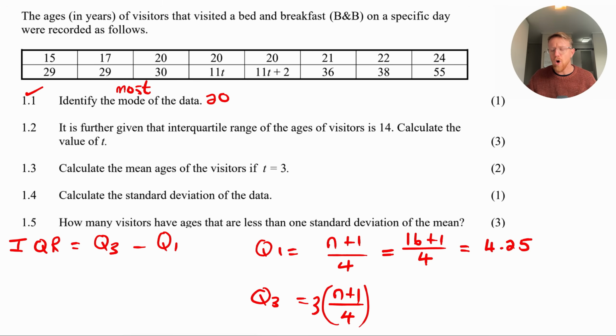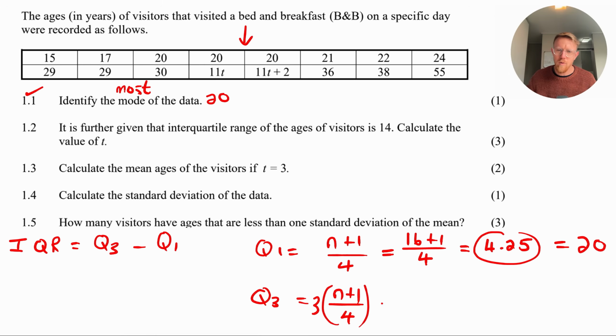Now, that isn't the answer for Q1. That just means that the answer is going to be at that position. So you go to position 4 and position 5. So 1, 2, 3, 4. And you go to position 5. So it's going to be the number that is between those two. So what number is between 20 and 20? It's 20. So there we go.